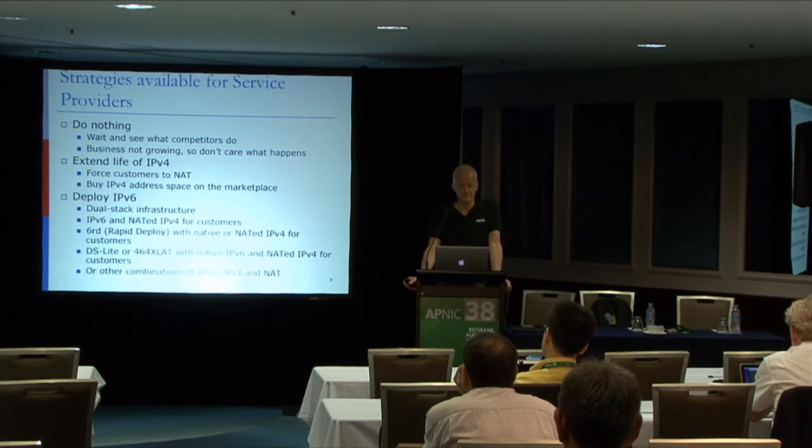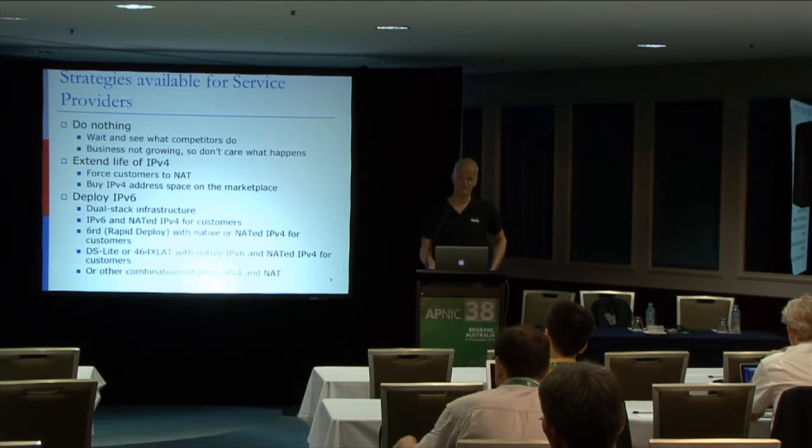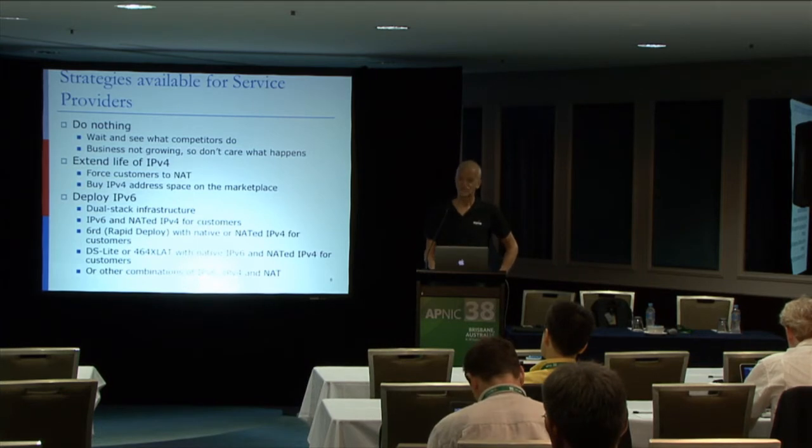Deploying IPv6 is the third one. And that means a dual-stack infrastructure. I'll talk about that, what it means. Providing native v6, NATed v4 for customers, and using technologies such as 6RD, or DS Lite, 464 XLAT, or some other combinations of v6, v4, and NAT. A myriad of things have been proposed, but actually there are only a few ones that are seeing wide use, and there are only a few that really actually make sense for the future.